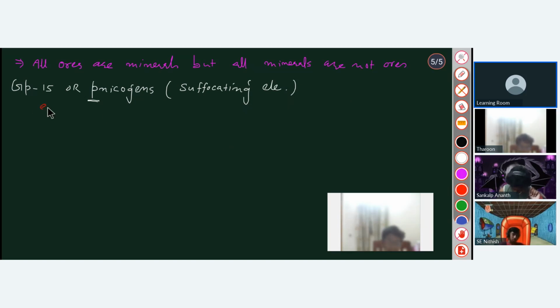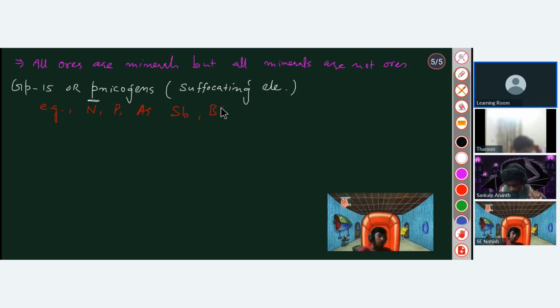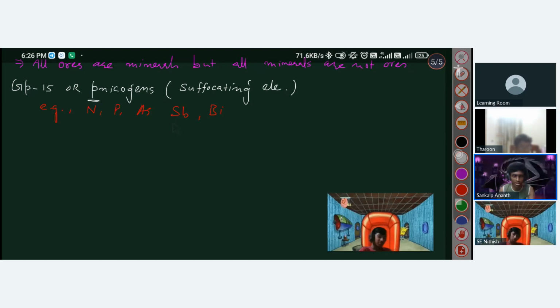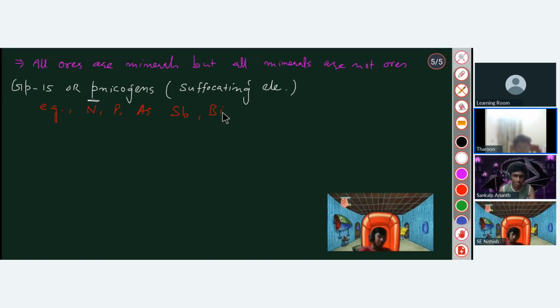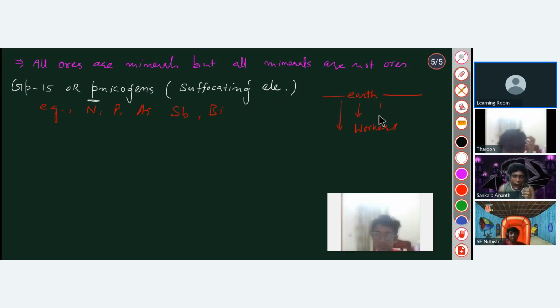Can you repeat the elements of group 15? Nitrogen, phosphorus, arsenic, antimony, and bismuth. Exactly. So these elements are your suffocating elements, which cause suffocation for humans. For example, I hope you have heard the news that sometimes workers who are working deep inside the earth's crust die.